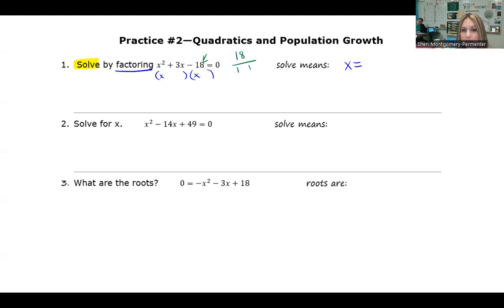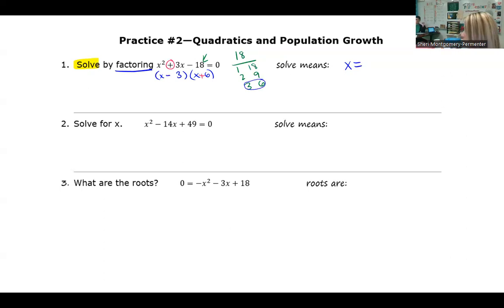So 1 and 18, 2 and 9, 3 and 6. They need to multiply together to make 18, but we need them to add together, or subtract, to make 3. So which pair could work? 3 and 6 could work. Then you have to figure out the signs. The middle number is positive, so the bigger number has to be positive. If you have 6, would you add or subtract 3 to get 3?